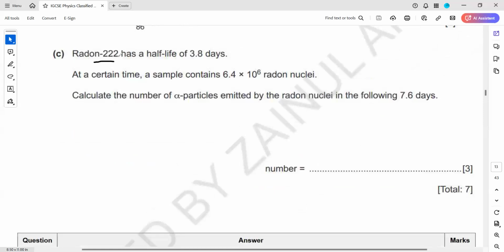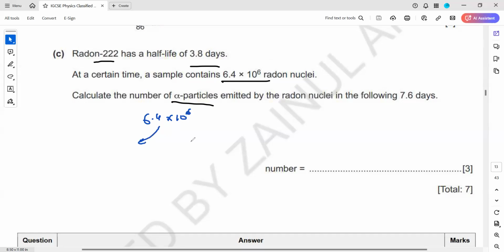Radon 222 has a half-life of 3.8 days. Means after every 3.8 days, it will become half of its original. At a certain time, the sample contains 6.4 times 10 to the power 6 radon nuclei. Calculate the number of alpha particles emitted from radon. To find how many alpha particles are emitted, we have to find how many atoms have decayed. The number of atoms which have decayed is the same as the number of alpha particles, because each emits one particle. So it was 6.4 times 10 to the power 6 in the beginning.